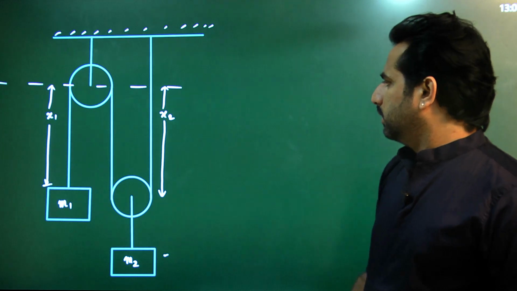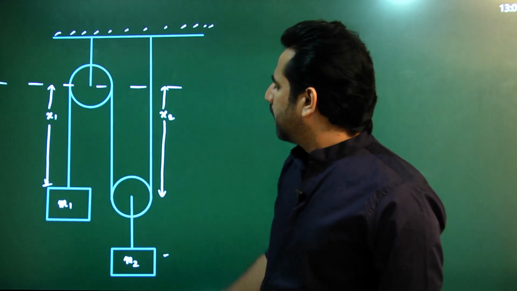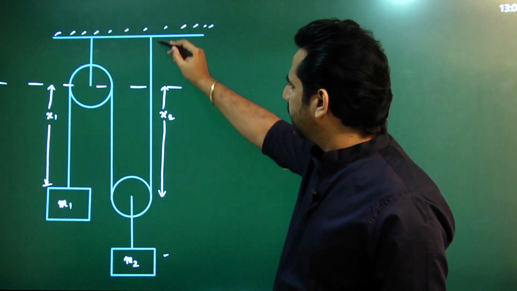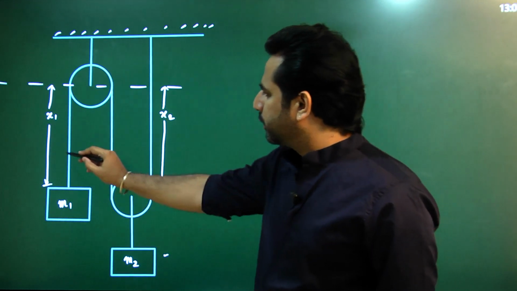Now I will express the length of this big string connecting m1, passing over the fixed pulley, then passing over the movable pulley and connected to the ceiling. This big length, I can write it as x1.